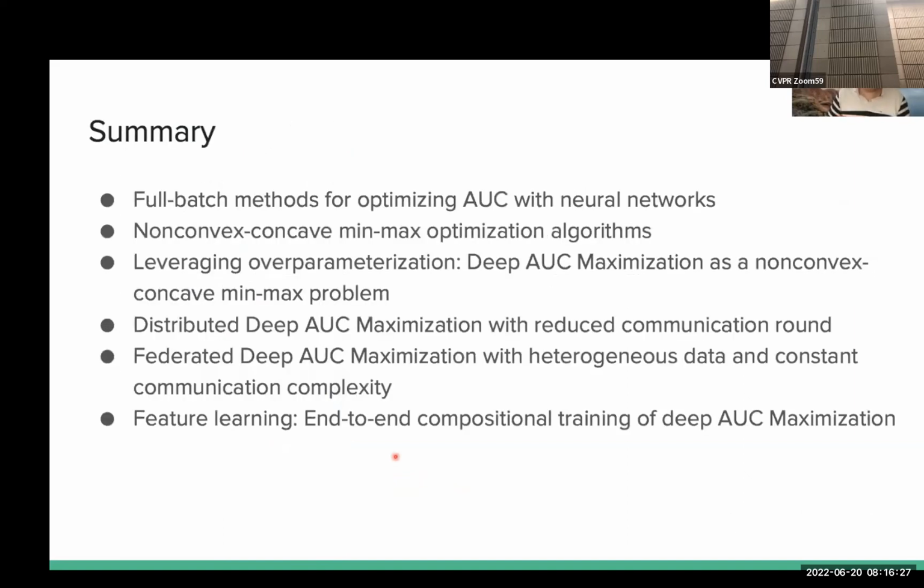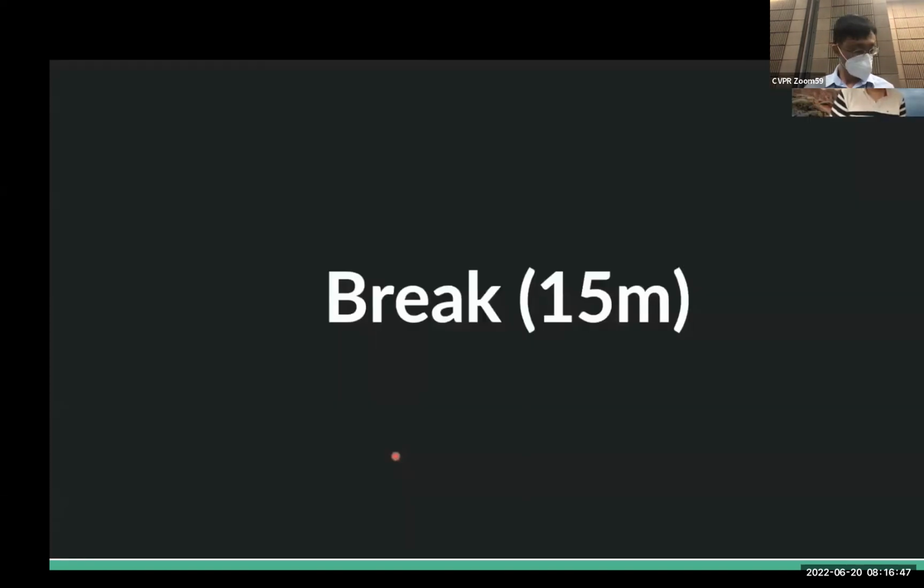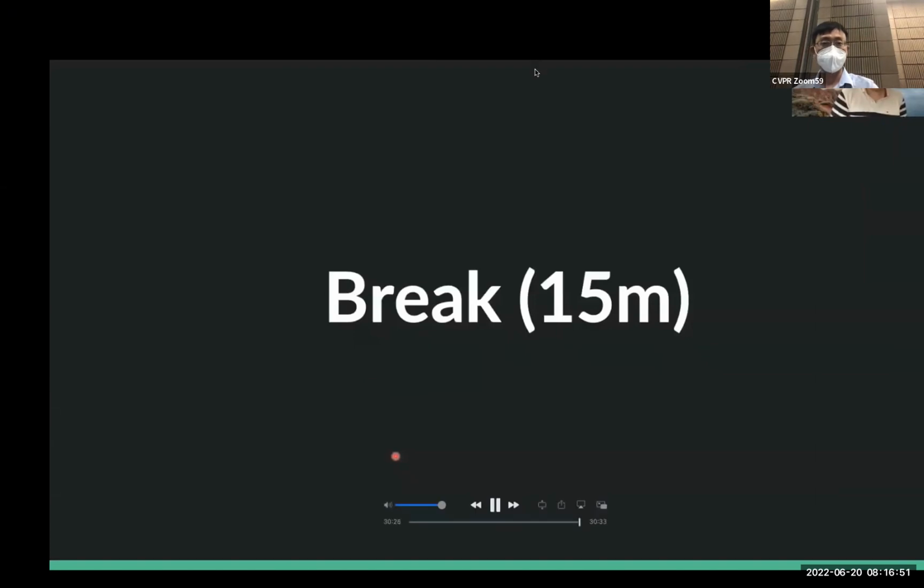Okay, so we have a summary here. We do the full batch method for optimizing AUC with neural networks. We have introduced the non-convex concave minimax optimization problem. We consider how to leverage over-parameterization for the non-convex concave minimax problem. We consider two distributed algorithms, and we also consider feature learning of deep AUC maximization. And thank you. Let's have a break for 15 minutes. If you have any questions, feel free to ask.